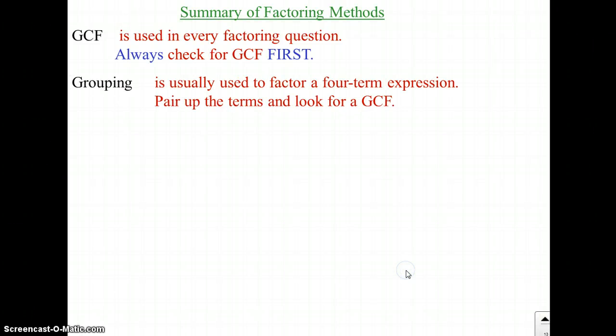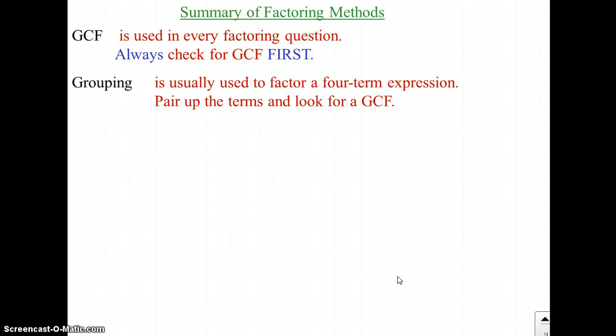Alright, let's just have a quick summary of all the factoring methods that we should now have in our arsenal to factor any expression. Step 1, we should always look for a greatest common factor. Alright, it's used in every question. We always check for that first. Next, you want to check if we can factor by grouping. This is a form of common factoring. It's usually used to factor a 4-term expression.